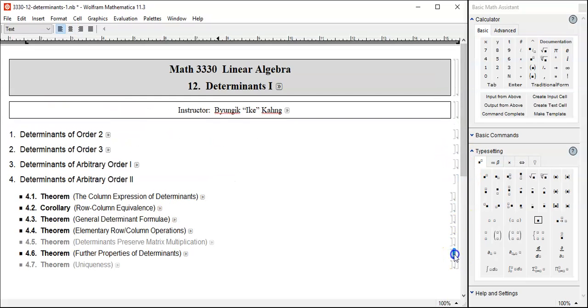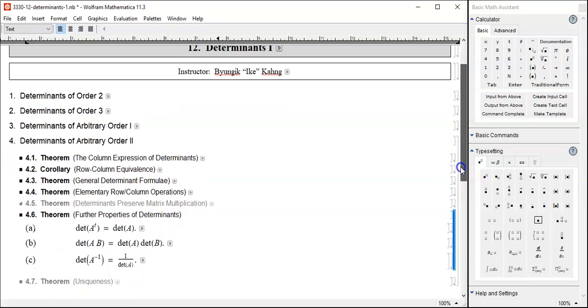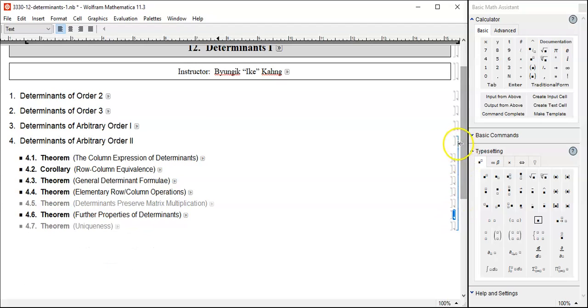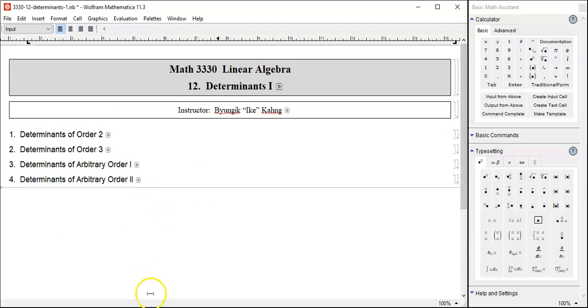And 4.6 follows immediately, which I'm going to leave to students. And 4.7, that's going to be covered in a separate video. It's going to be a whole new dimension.